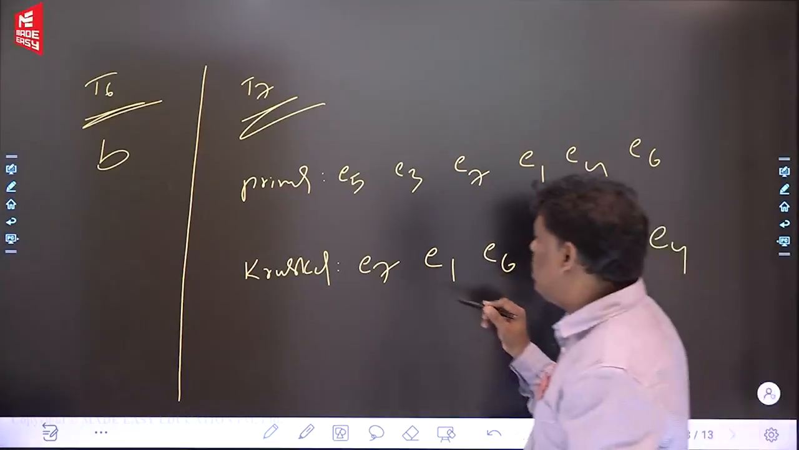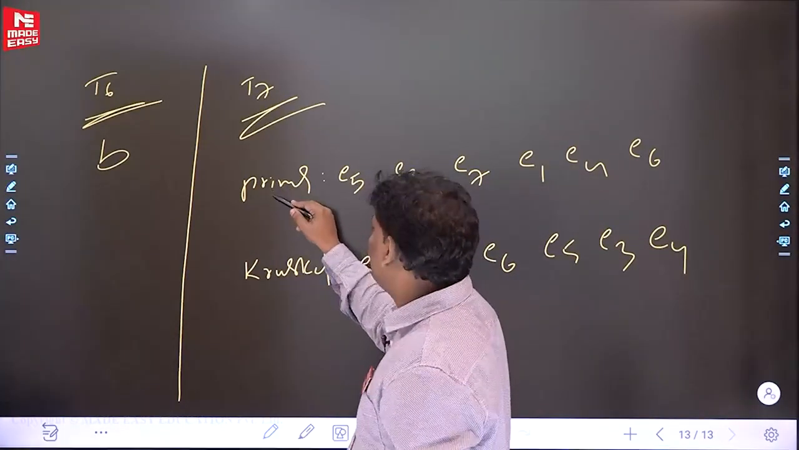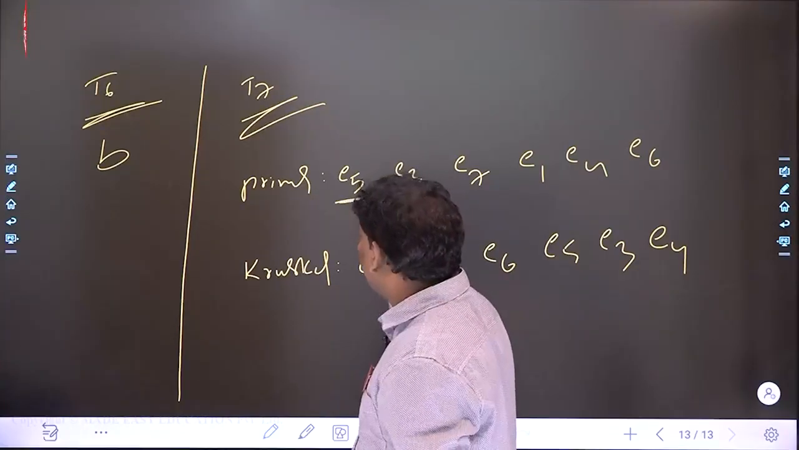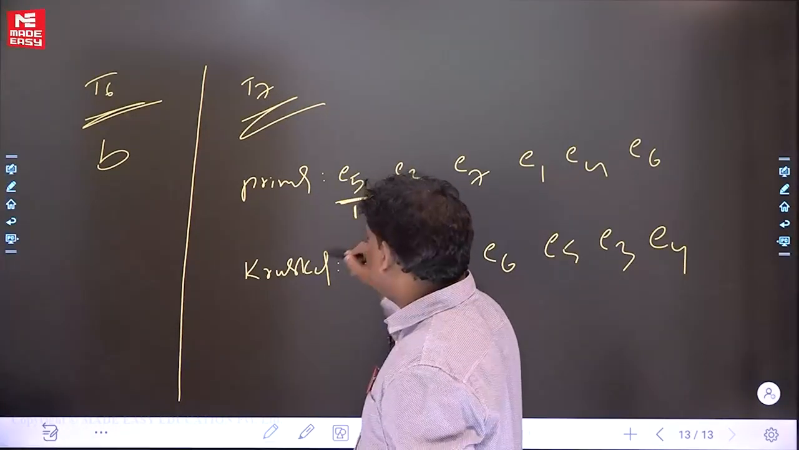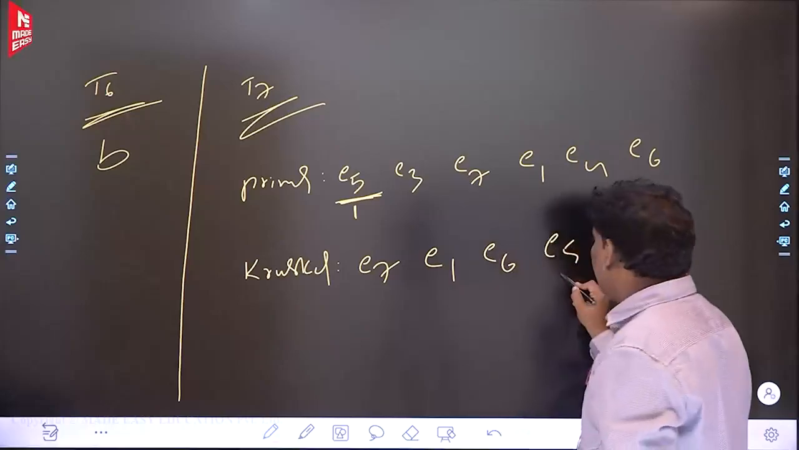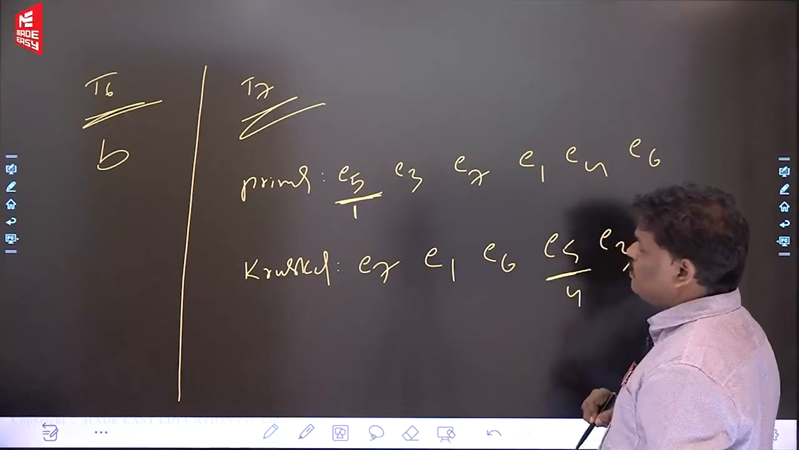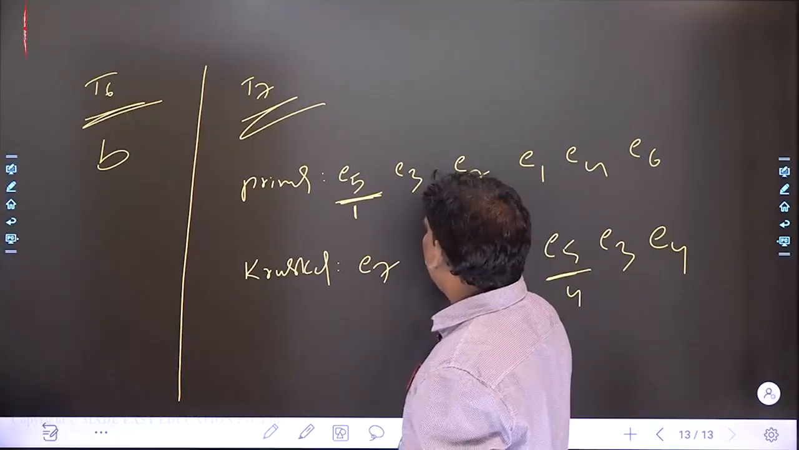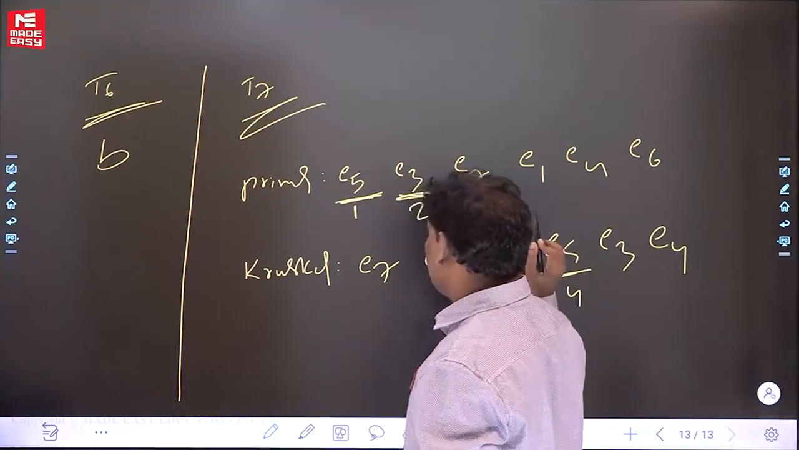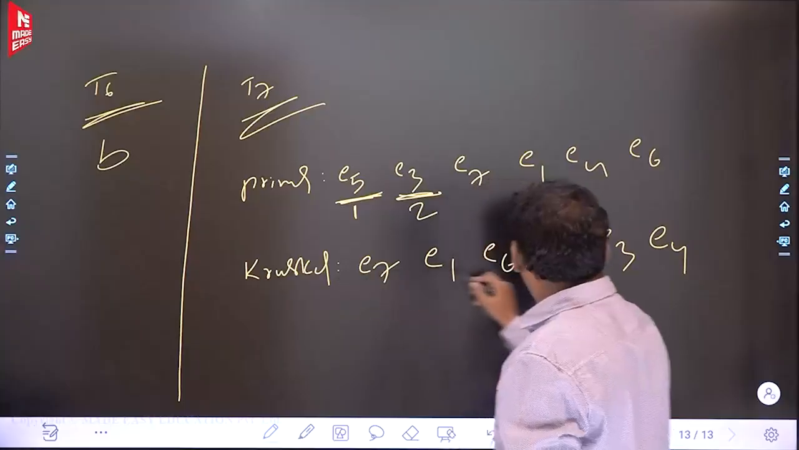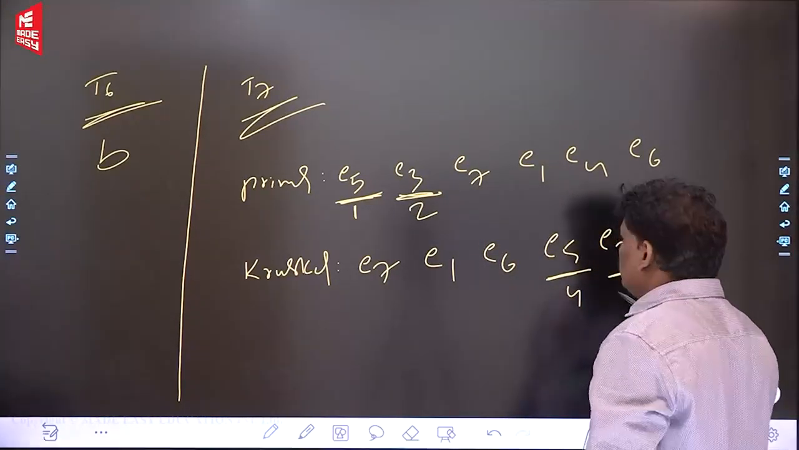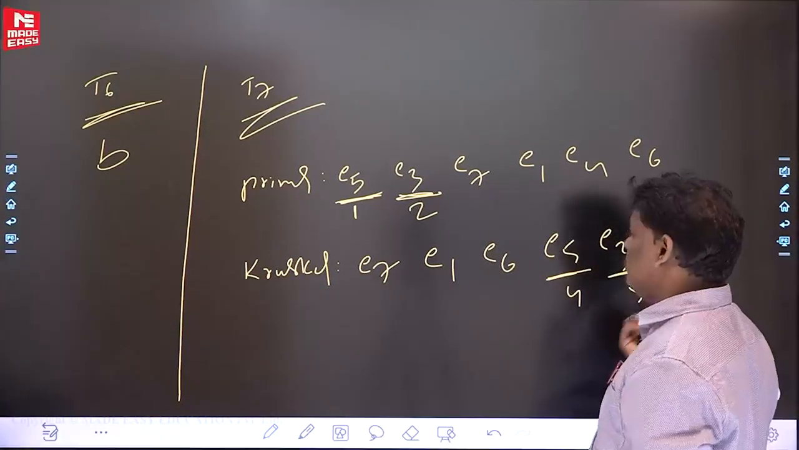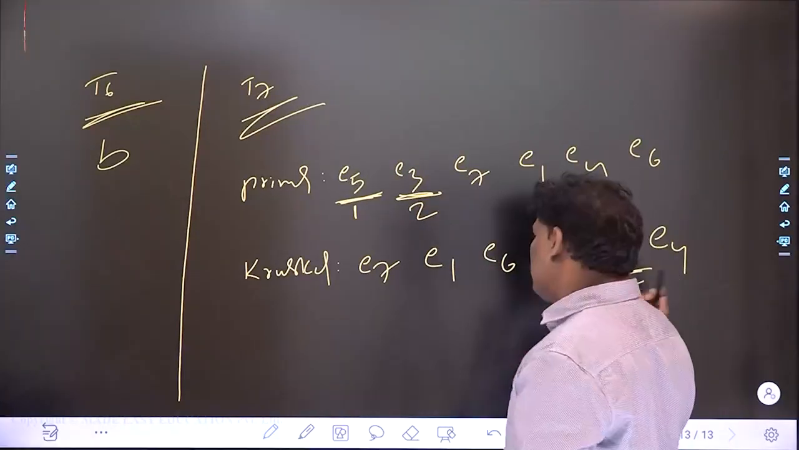Now can you help me with one small thing? In Prim's algorithm, edge 5 is in which place? First place. In Kruskal's algorithm, edge 5 is in which place? Fourth place. What is the difference? 3. Similarly, in Prim's algorithm edge 3 is in second place, but in Kruskal it is in fifth place. So 5 minus 2 is 3. And 4 minus 1 is 3. That is also okay.